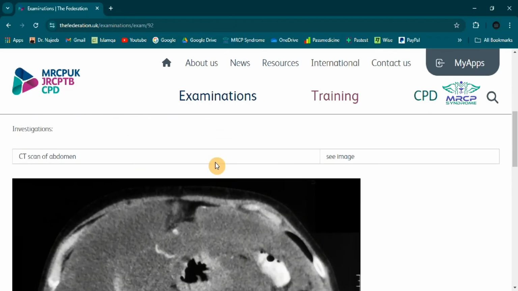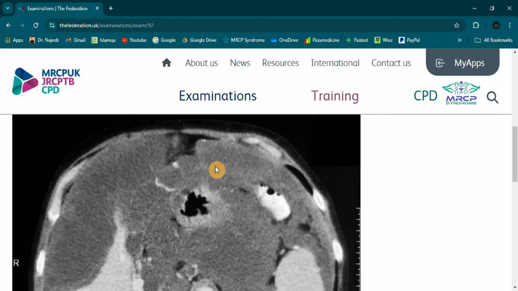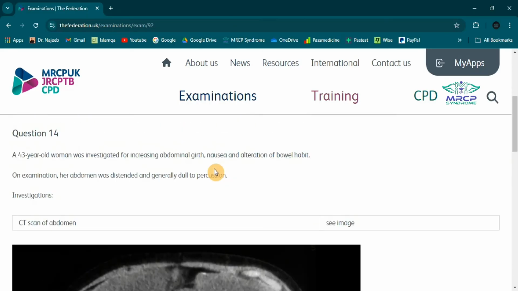So why is pseudomyxoma peritonei the best explanation? So number one, regarding the clinical presentation. This patient has presented with increasing abdominal girth, abdominal distension, nausea, and alteration of the bowel habit.